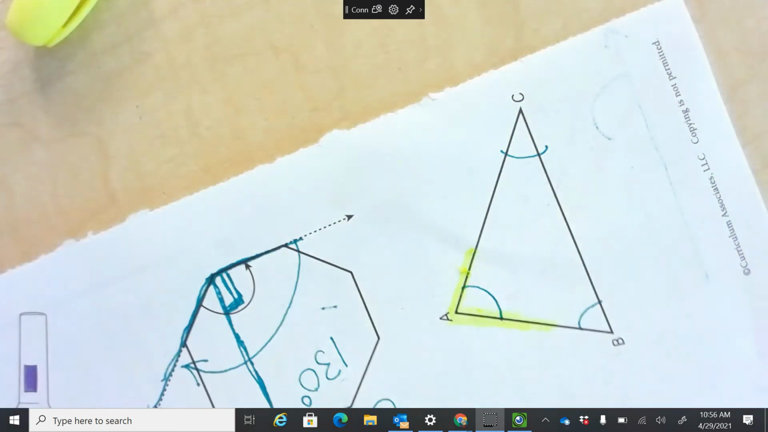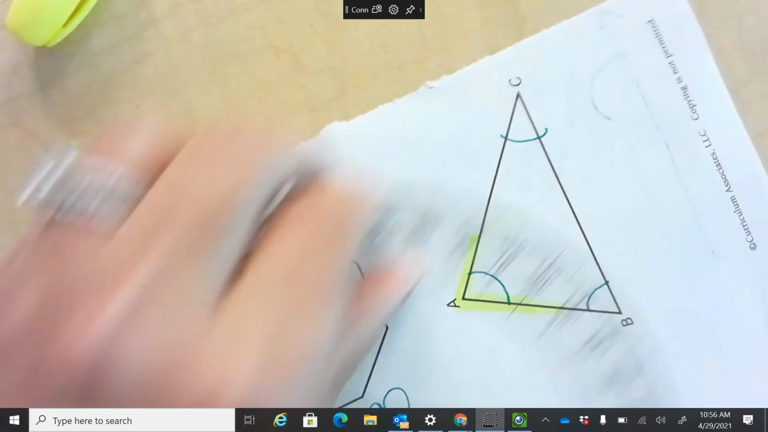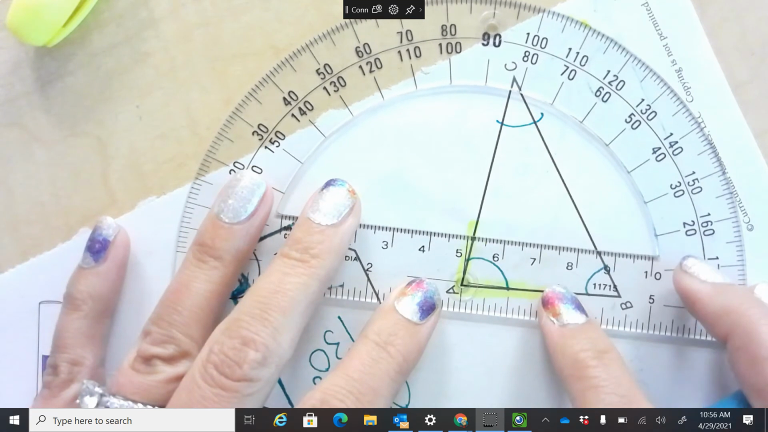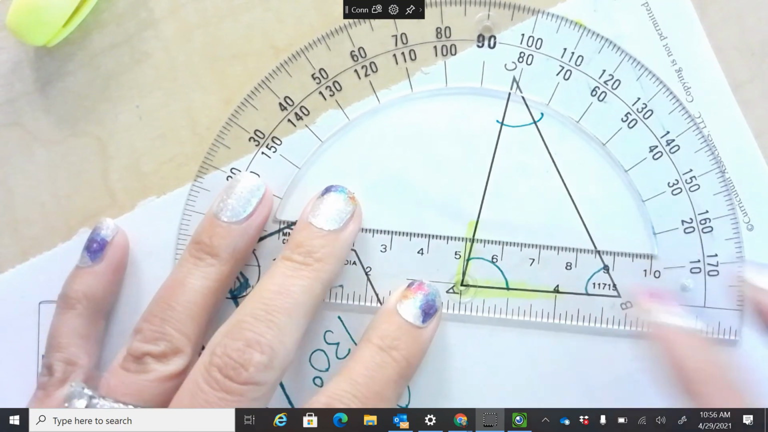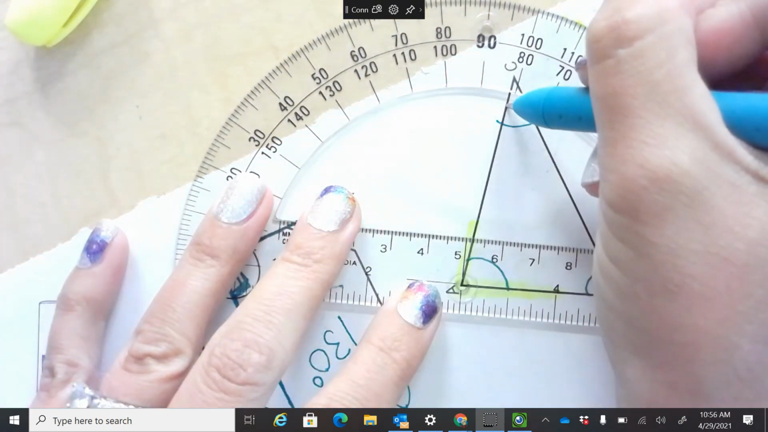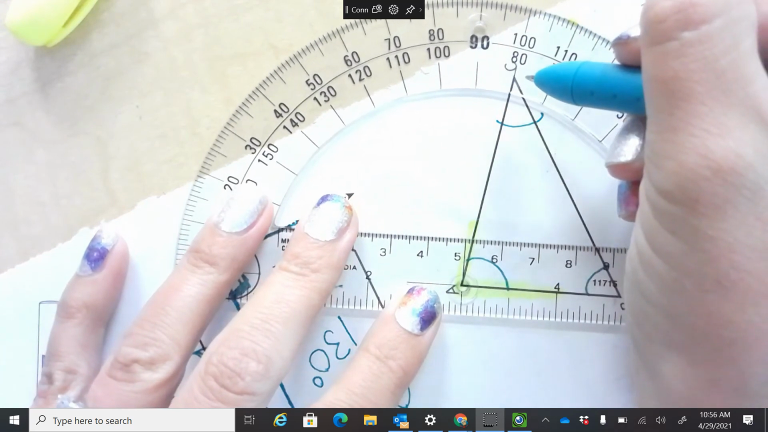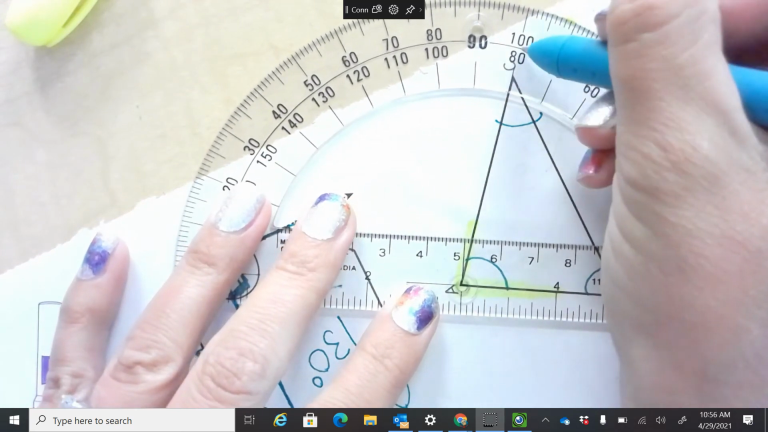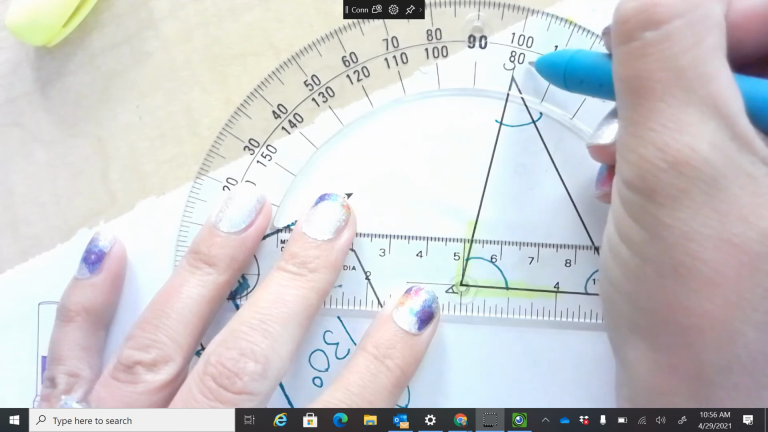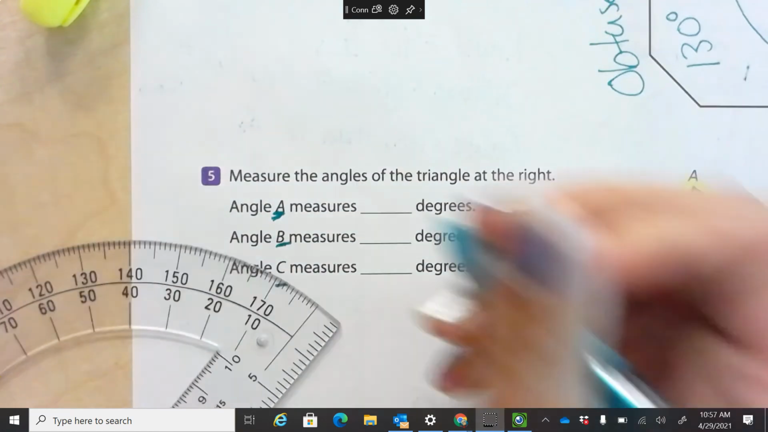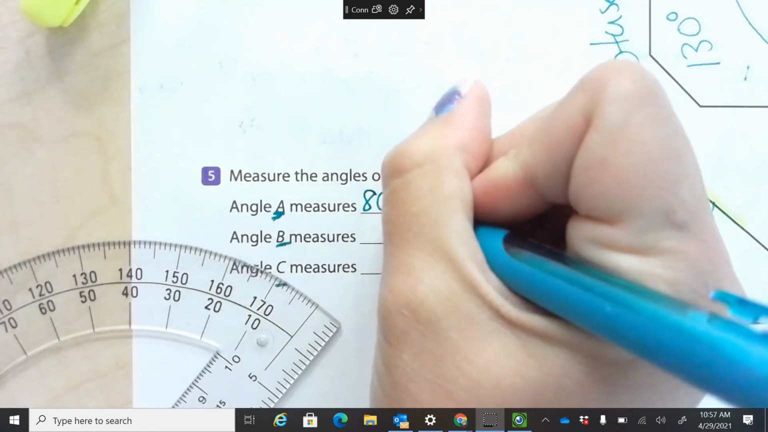So I'm going to take my protractor, put it over there, make sure my baseline is lined up. And if I go all the way up here, what would it be, Tyla? So it's less than 90. It's an acute angle, so it would be 80. Good. So 80 degrees. Okay.